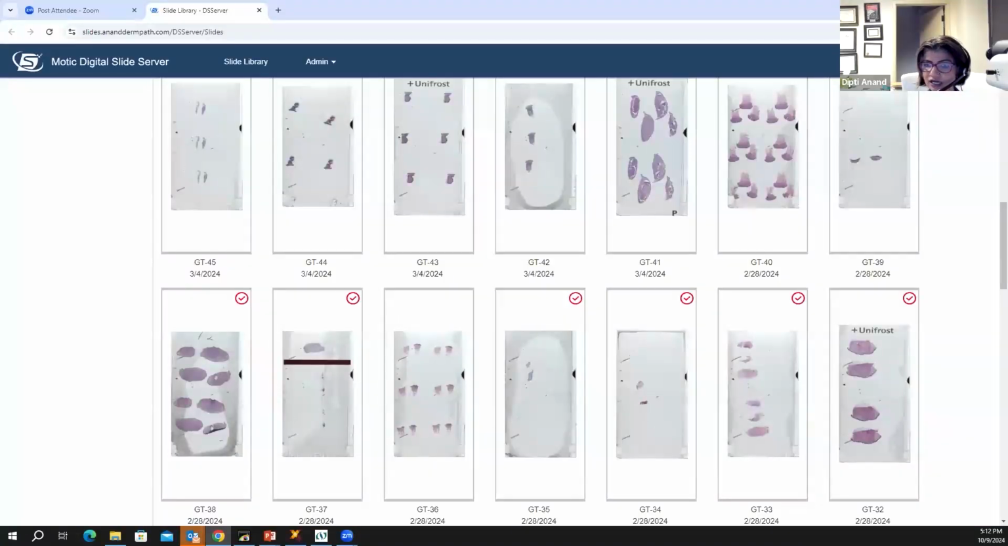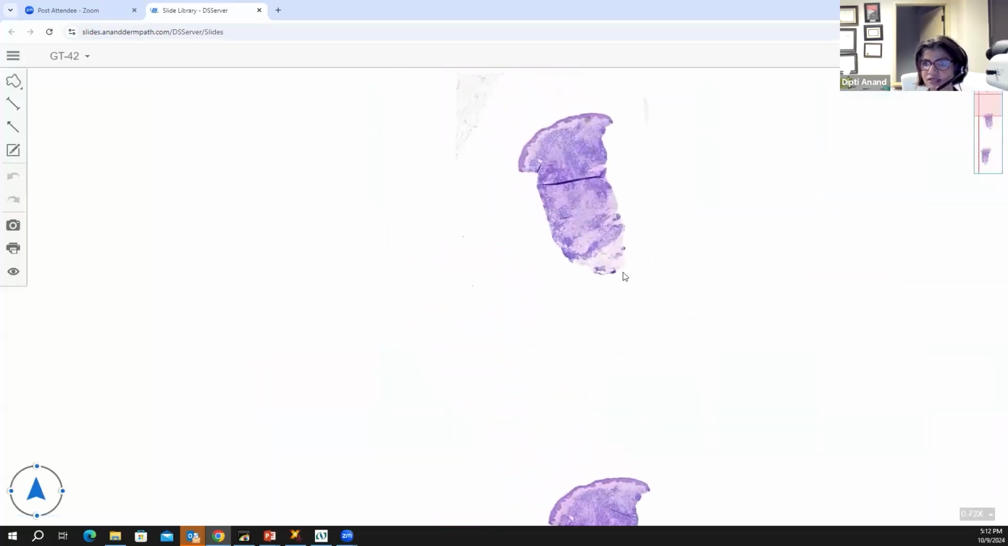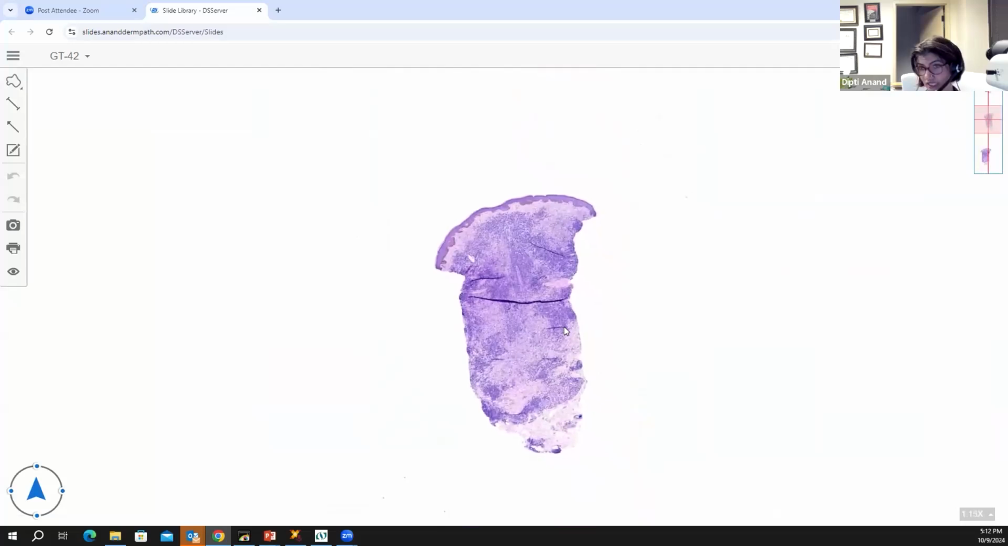Lastly, in this category, we are going to talk about Rosai-Dorfman disease. So what happens in Rosai-Dorfman disease? It's a benign histiocytic disorder in which patients present with the classic finding of emperipoiesis, which is non-destructive phagocytosis of inflammatory cells by histiocytes.